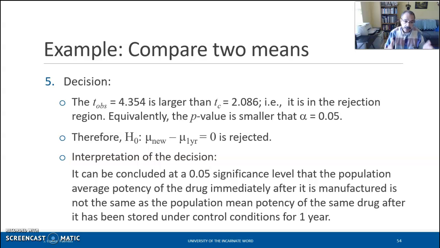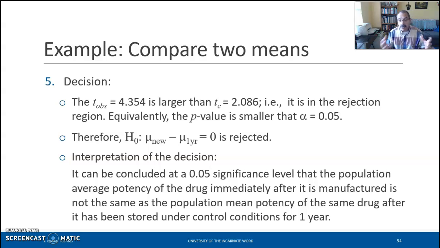So the interpretation of the decision, formally, we say that at the 0.05 significance level, the population average potency of the drug immediately after its manufacture is not the same as the population mean potency of the same drug after it has been stored under controlled conditions for 1 year.